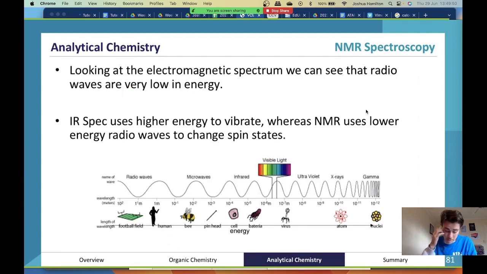What's really important is just to quickly understand that radio waves have a really low amount of energy. Notice how infrared has a decent amount of energy. It's less than light, but it's still a decent amount of energy. Radio waves are really, really small. They don't have a lot of energy. So that's why it only changes spin states rather than going through everything else.